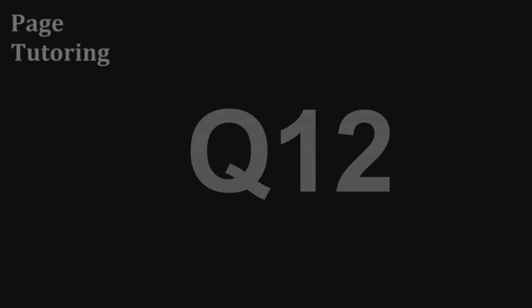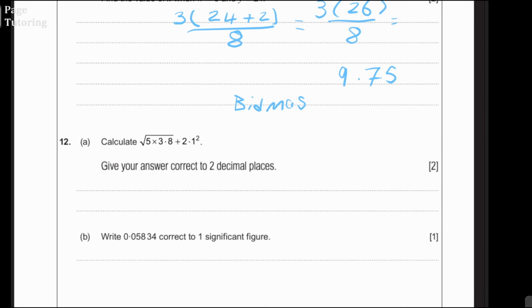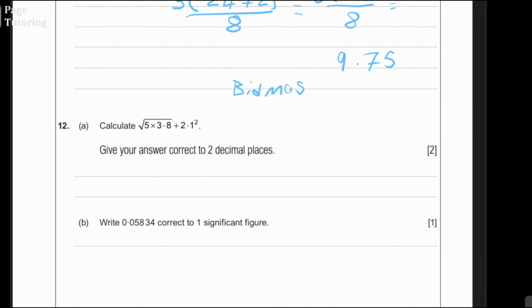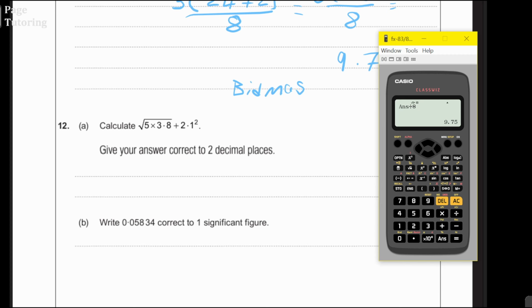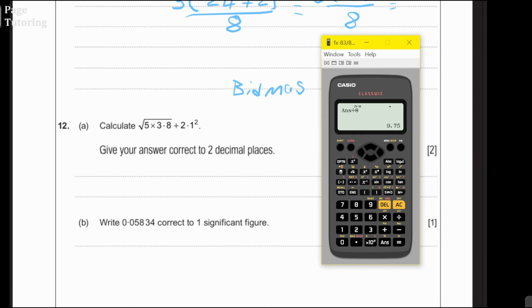Question 12. Part A. So it says calculate, and it's got a list of numbers. And once again, it's checking if you know your BIDMAS rules. So it says give your answer correct to 2 decimal places. Well, now we're not going to take any risks. We have a calculator, so we're going to use it. Because your calculator will also function in the order of BIDMAS.